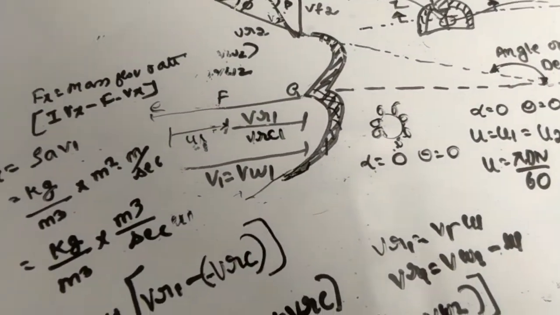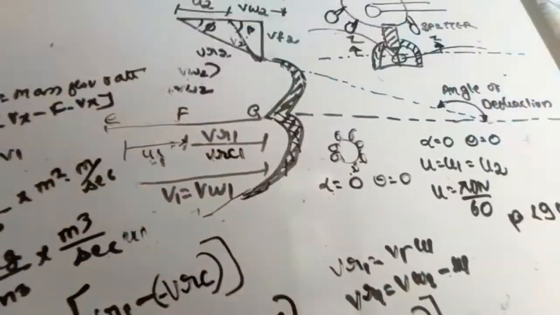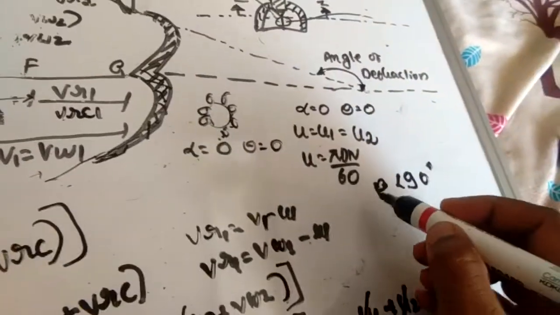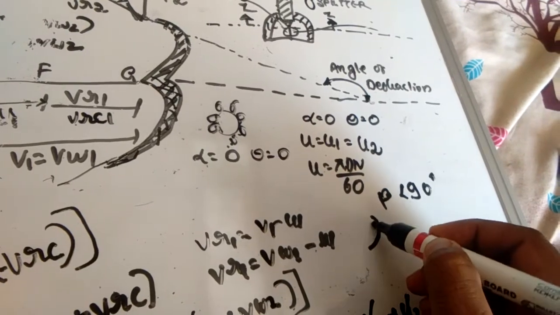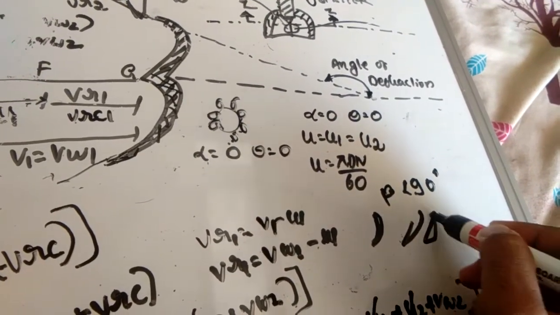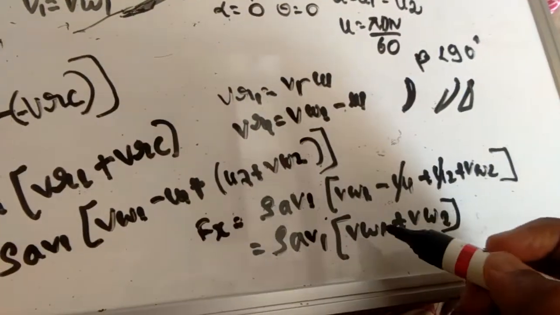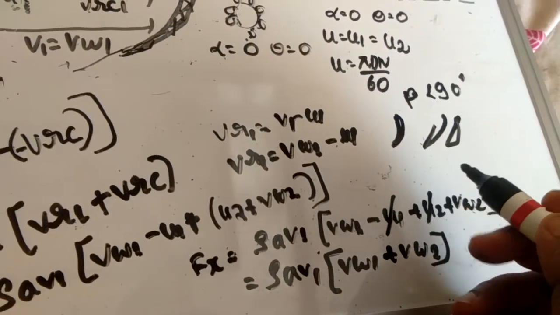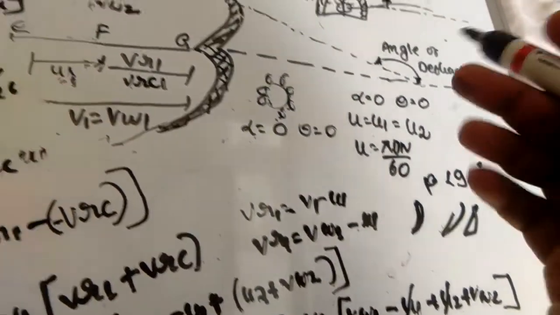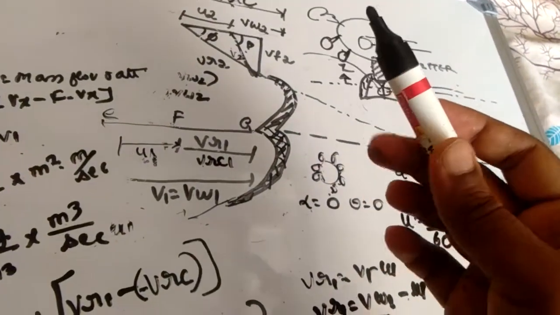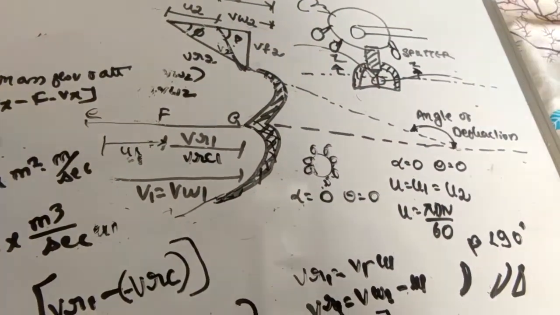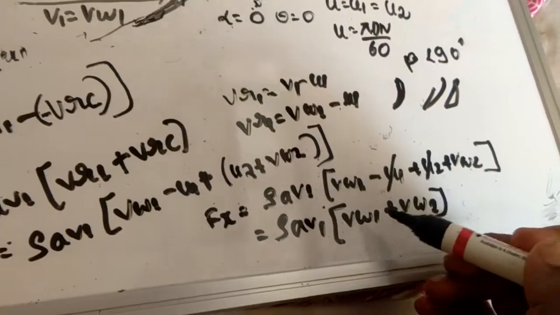Sometimes the plate comes in different shapes. Sometimes the plate is in this direction and the water strikes in this direction. So sometimes the Vw2 will change, but beta is always less than 90 degrees when the absolute velocity of the jet comes out. That is the reason it becomes positive.